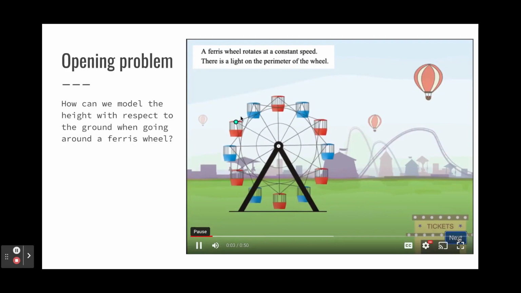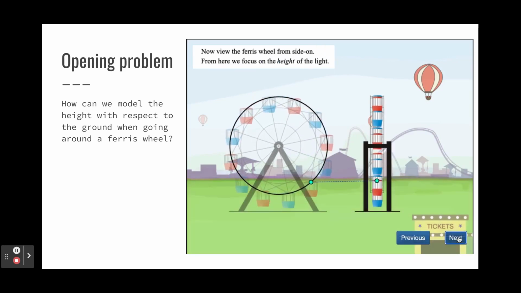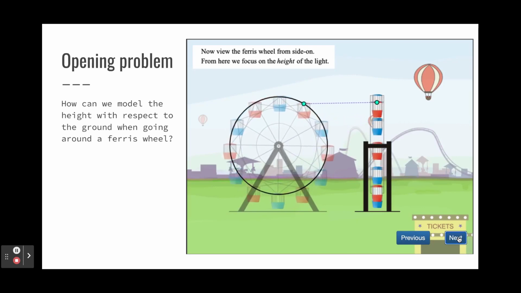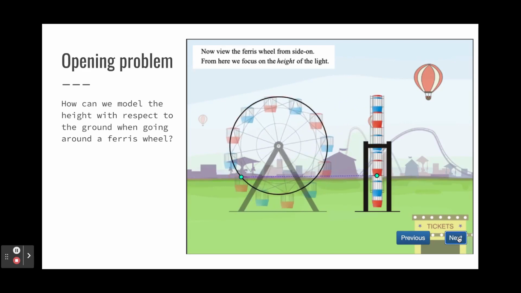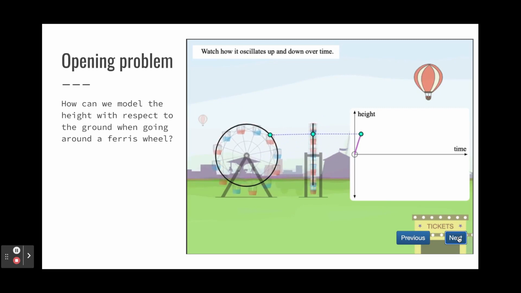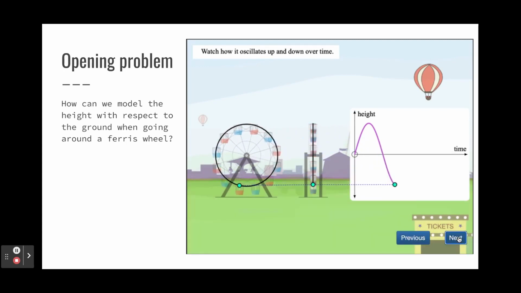So we're following this point going around the Ferris wheel in a circular motion. And now we're just watching the Ferris wheel from a different angle because we're only interested in the height above the ground. And now using the height above the ground, we're creating this graph, which is time and what the height is at that specific time.